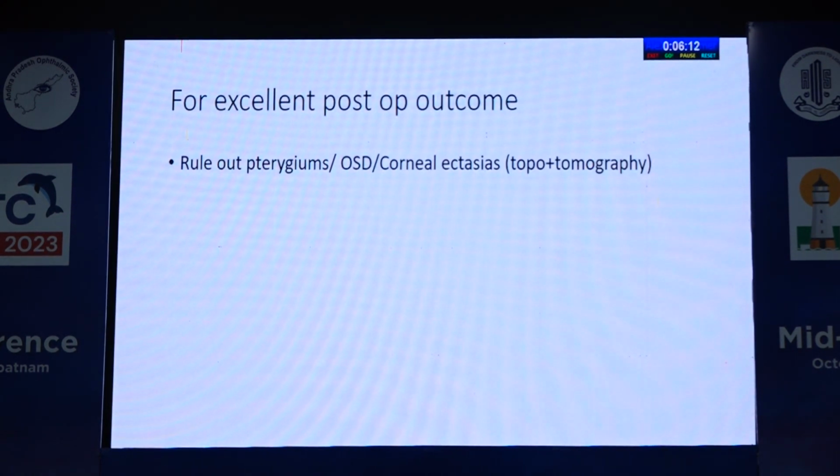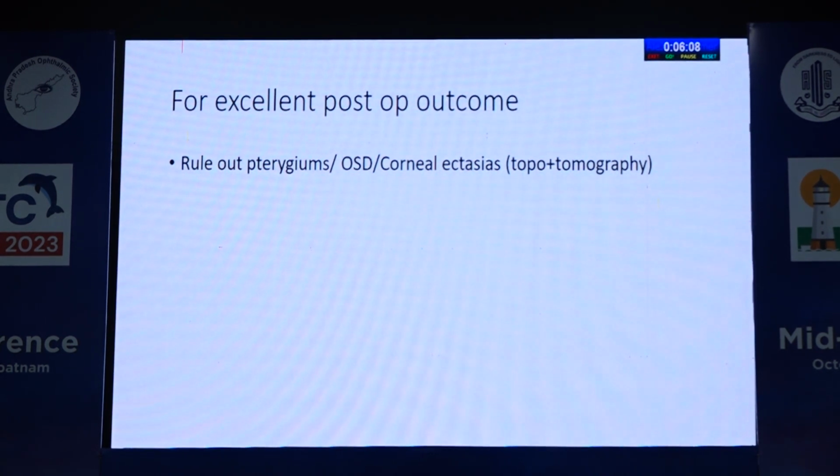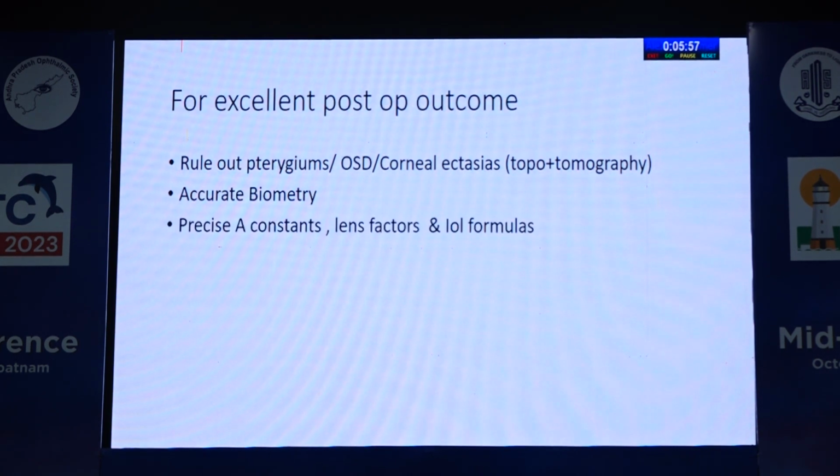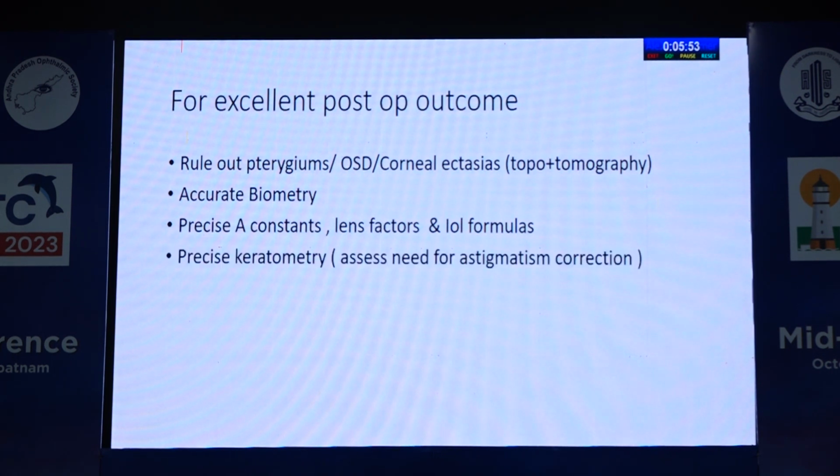So always, for any premium IOL, not only toric, always rule out pterygiums, OSDs, corneal ectasias, and also do a topography whenever needed. Accurate biometry, optical one, is always preferred for all these patients. Precise A constant should be used. If needed, you can also go for online formulas.